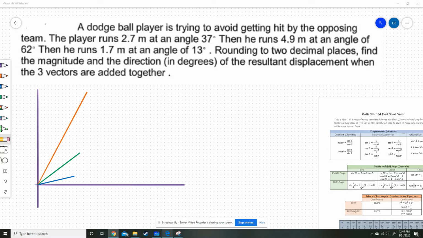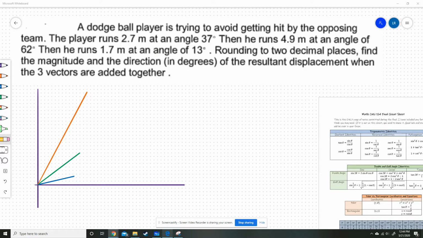So we've got a dodgeball player who is trying to avoid getting hit by the opposing team. The player runs 2.7 meters at an angle of 37 degrees, then runs 4.9 meters at an angle of 62 degrees. Then he runs 1.7 meters at an angle of 13 degrees. Rounding to 2 decimal places, find the magnitude and the direction in degrees of the resultant displacement when the 3 vectors are added together. So a couple of things here.